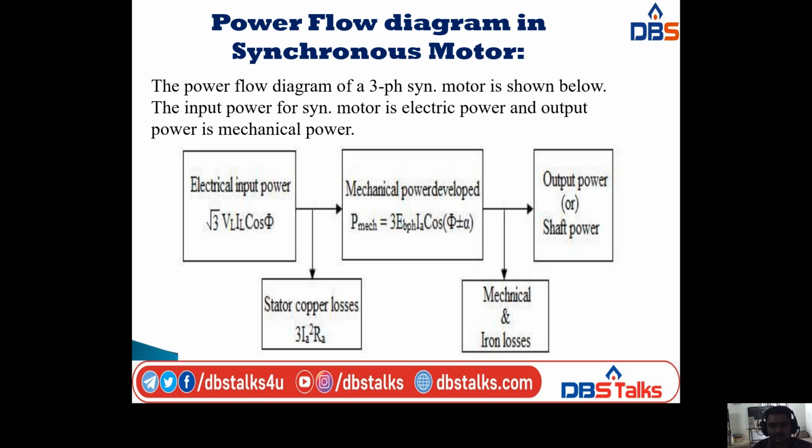In this one we have electrical input power, that is root 3 VL IL cos phi, and mechanical power is P mechanical equal to 3 Eb per phase into Ia into cos of (phi plus or minus alpha). After giving electrical input power to the synchronous motor, it is converted into mechanical output power.